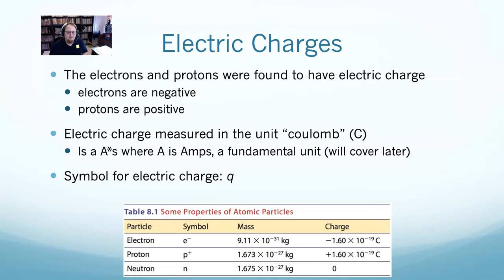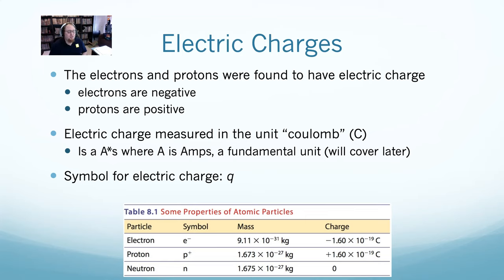Electrons have a negative charge. And in fact, if you want, you can give an exact value. And protons have a positive charge. Now, electric charge is usually measured in the units of coulombs. Coulomb gets the symbol capital C. Well, coulomb is defined as an amp second. An amp is a fundamental unit. We haven't covered it yet. I will get there later on this chapter. But the symbol for a charge will always be Q, and the unit will be coulombs, capital C.